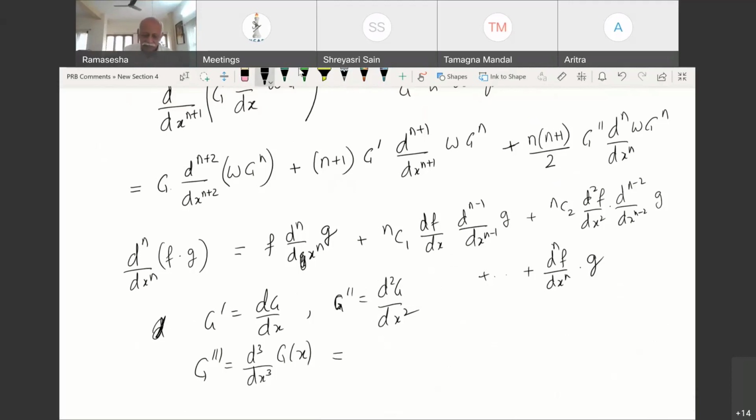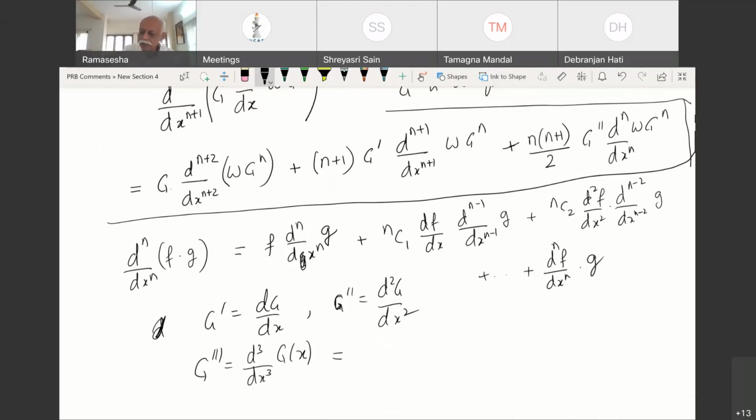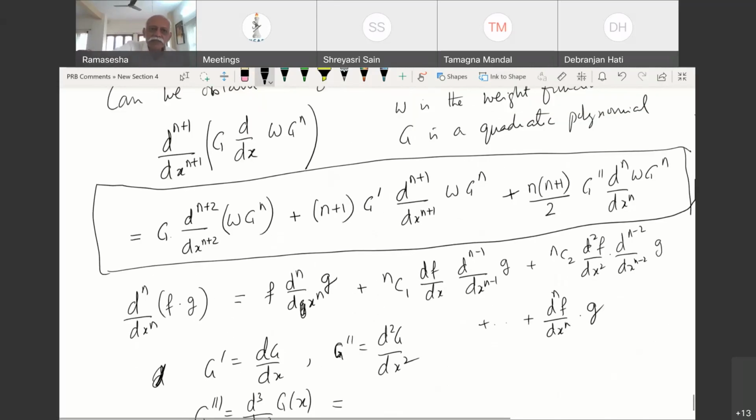That is why in this expression here I have stopped at g double prime. You don't go any further, and I am differentiating n plus 1 times, as you see here. So when I differentiate n plus 1 times, instead of n here I'll get n plus 1 g prime times d^(n+1) by dx^(n+1), and instead of nC2, I'll get n into n plus 1 by 2, that is n plus 1 C 2. Any questions so far? This is straightforward, right?